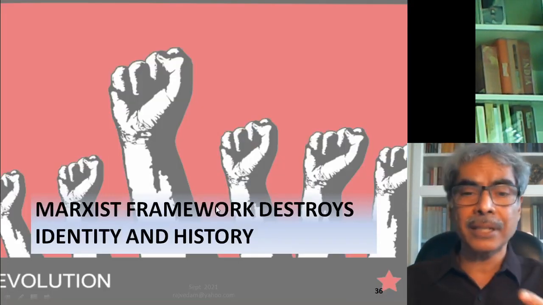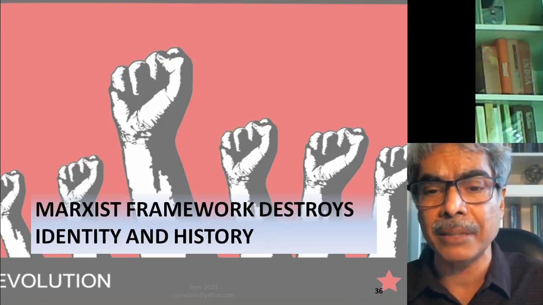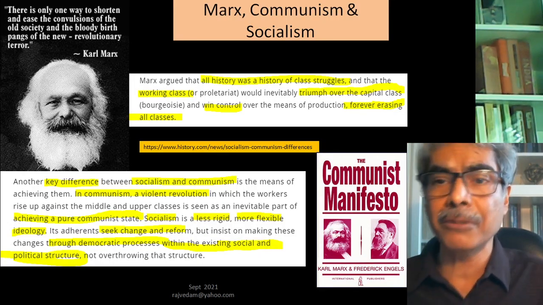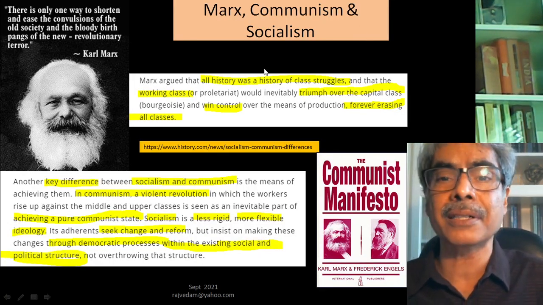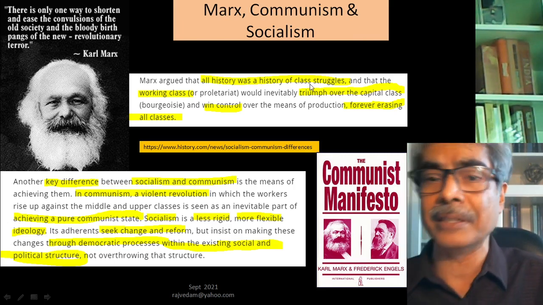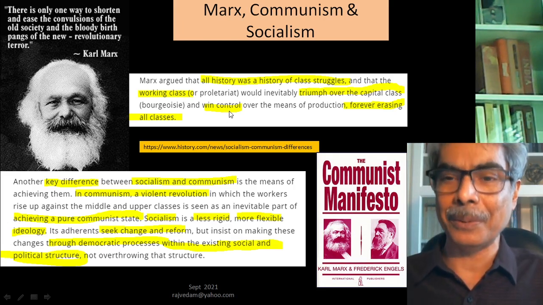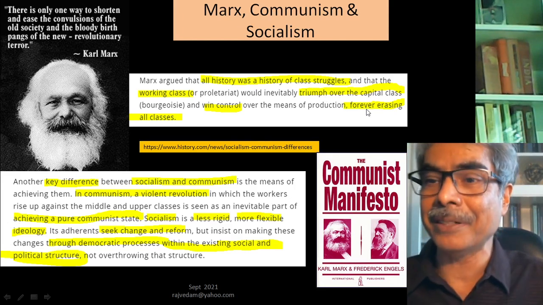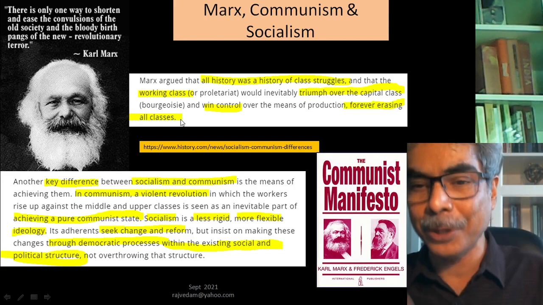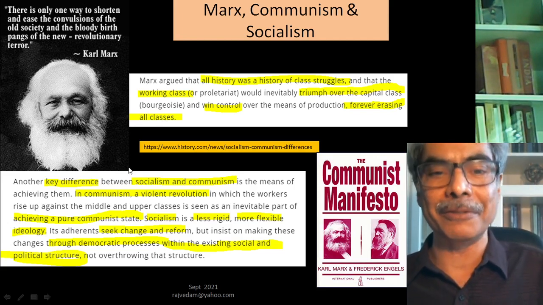So you asked, how is it possible that Marxists are controlling the Indian framework? And I'll show that. The Marxist framework is destroying our identity and history. And we need to talk about Marx. So Marx, he argued that all of history is a history of class struggles. The working class will triumph over the capital class and win control over the means of production, forever erasing all classes, this famed utopian society which the Marxists are chasing through a bloody revolution, if you will.